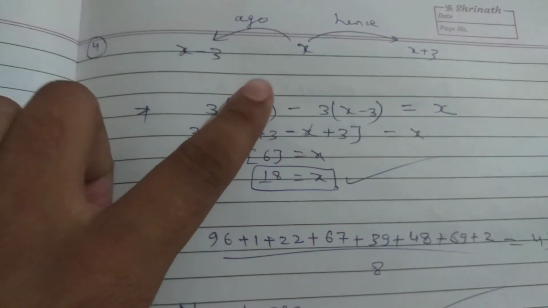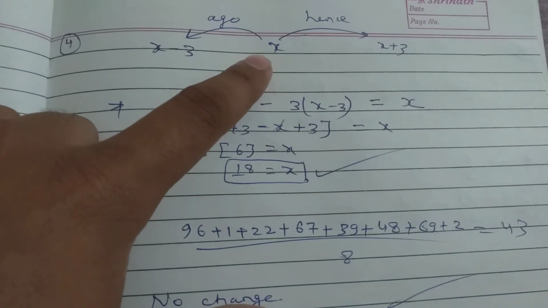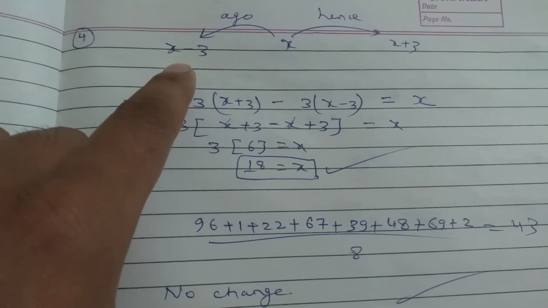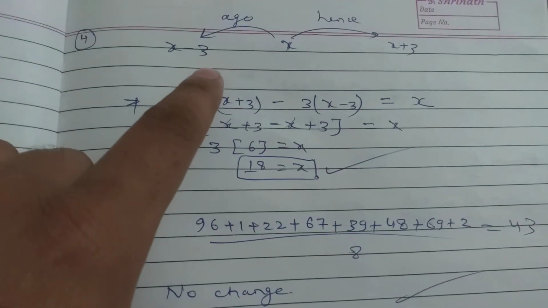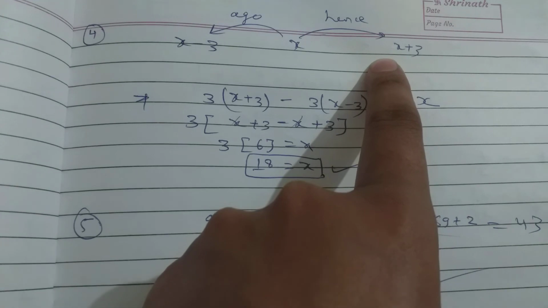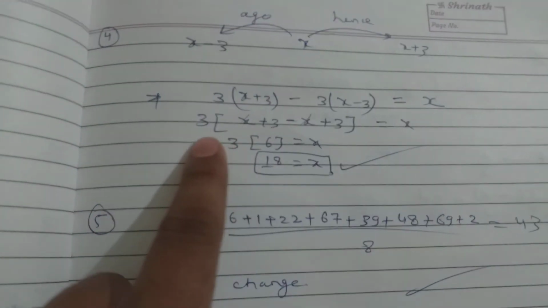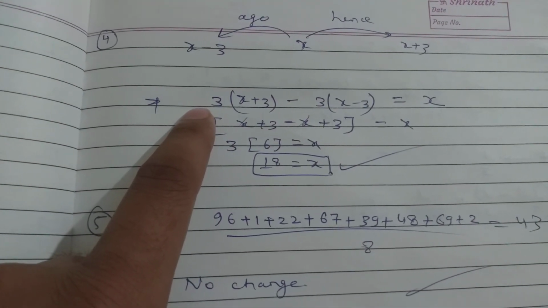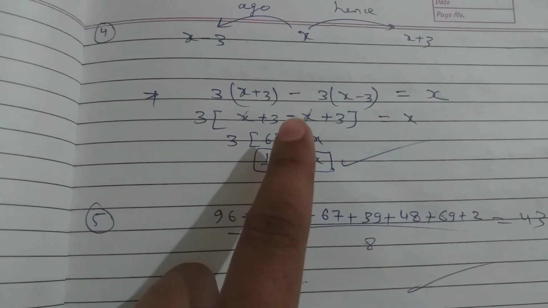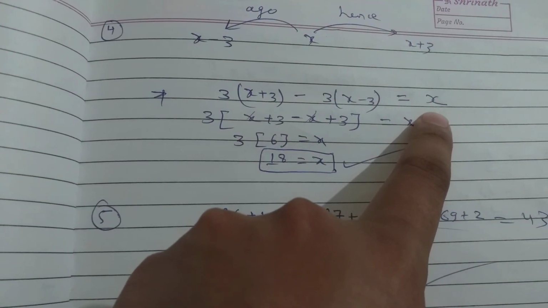So let us consider that the person's present age is x. Then the age 3 years ago is x minus 3, 3 years less than the current age. And after 3 years his present age will be increased by 3, that is x plus 3. And in the question it is given that 3 times the age after 3 years, subtracted by 3 times the age 3 years ago, is equal to his present age, that is x.